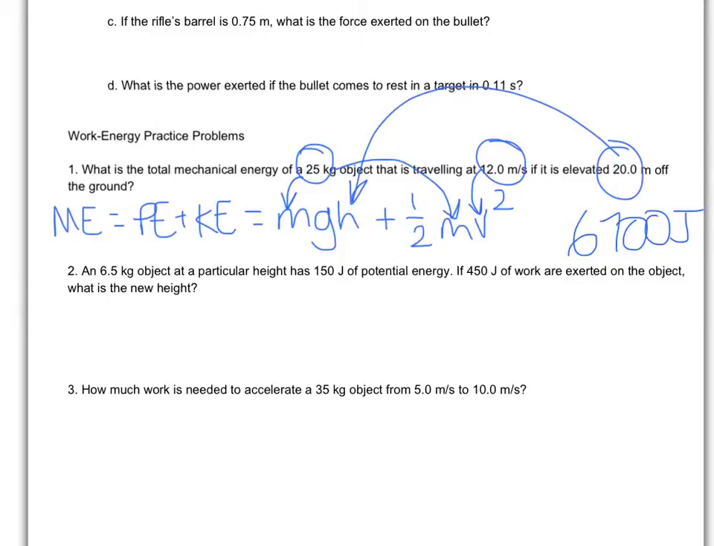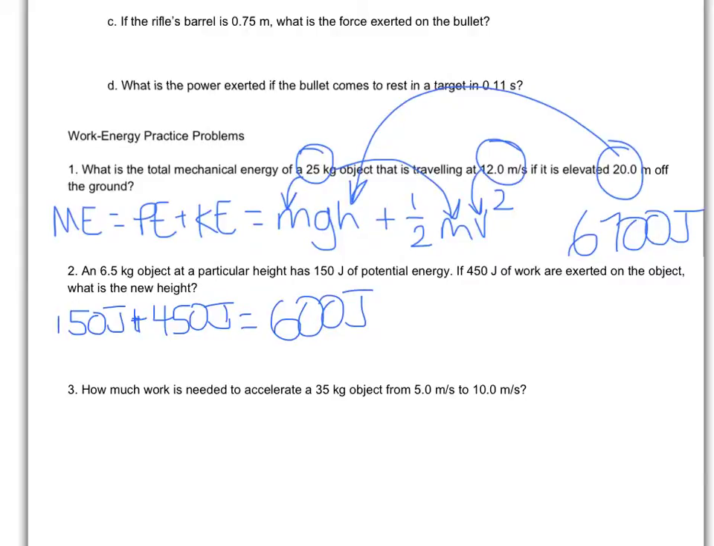In question 2, we're asked to figure out the height of an object that's experienced some amount of work that's been done. We're told that the potential energy at the start is 150 joules, and that we're going to do 450 joules worth of work on that object. Since work is equal to a change in energy, if you start with 150 joules of energy and you add 450 joules of work, you're going to end up with 600 joules of total energy.